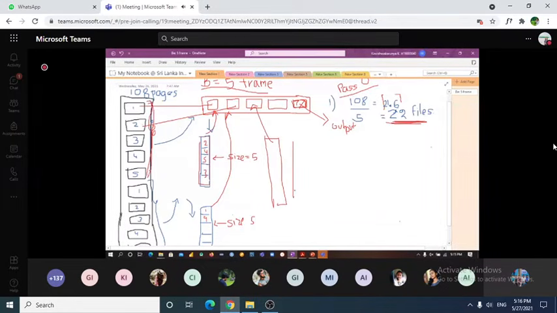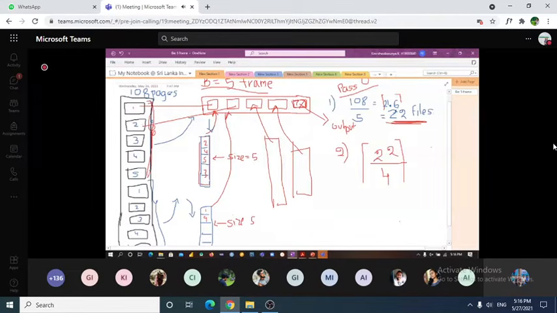Okay, that is the second step I'm doing. So what am I doing? I'm taking 22 files and allocating it for 4 frames. That is what I'm doing as a second step. That means now if they say you have 5 frames, you can do only for 4 frames. If they say you have 20 frames, you can do only for 19 frames. So this denominator depends on the number of frames that you can allocate, right?